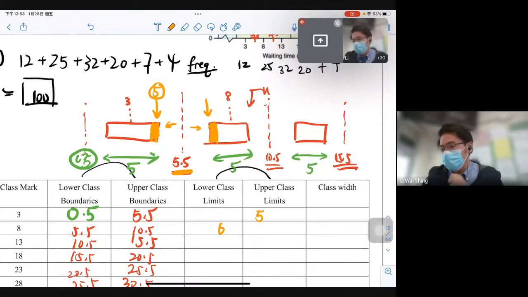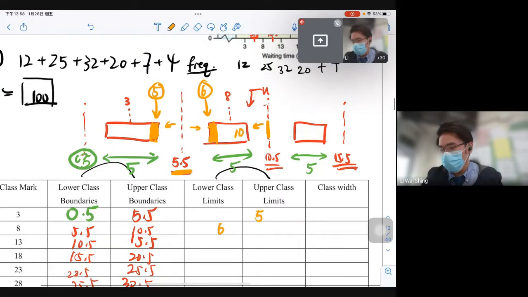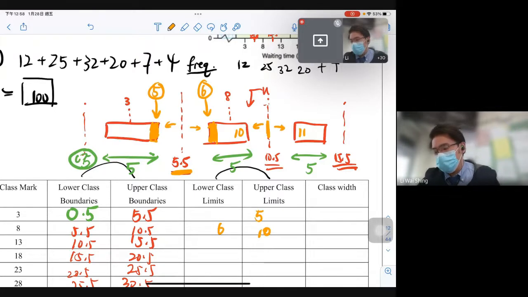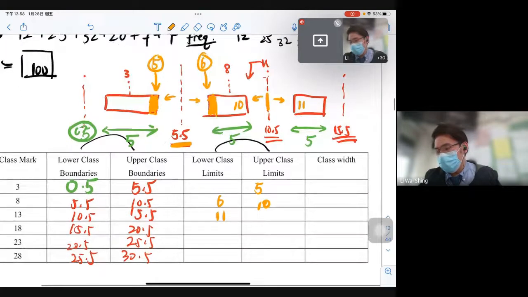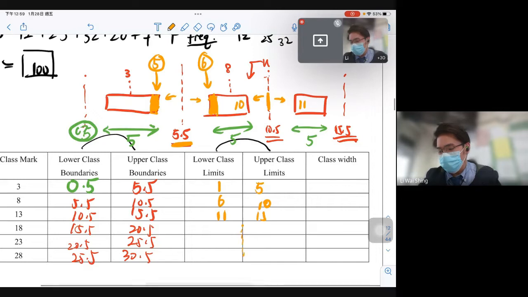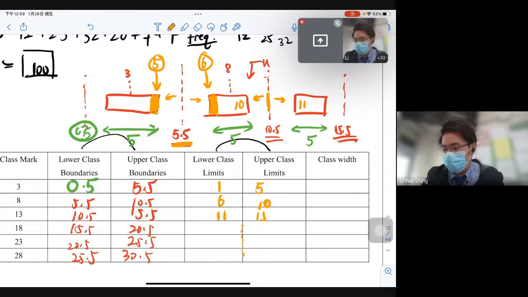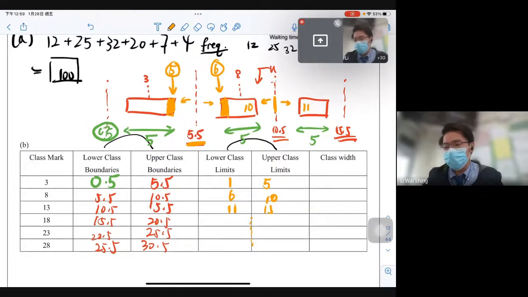Okay, for the first class, it should be 5 as the upper class limit. And for the next class, the lower class limit should be 6. Here also the same, 10.5, so move 0.5 before, it is 10. Here, the upper class limit should be 10. And then move 0.5 further. So the next one, it should start with 11. Okay, and then you'll fill it in the table yourself. So this orange part is the class limit.